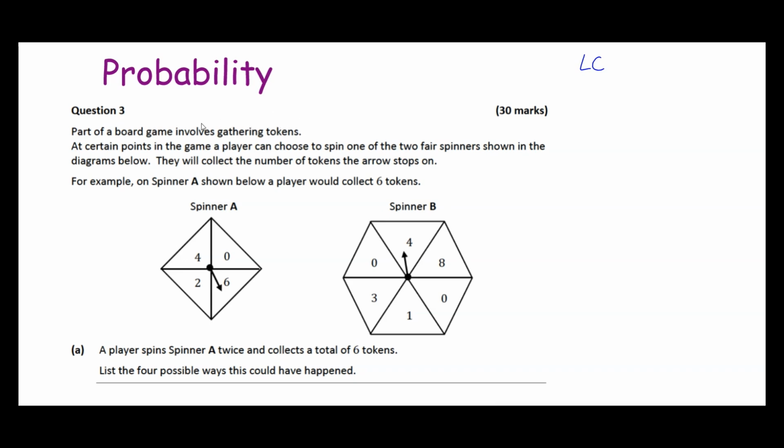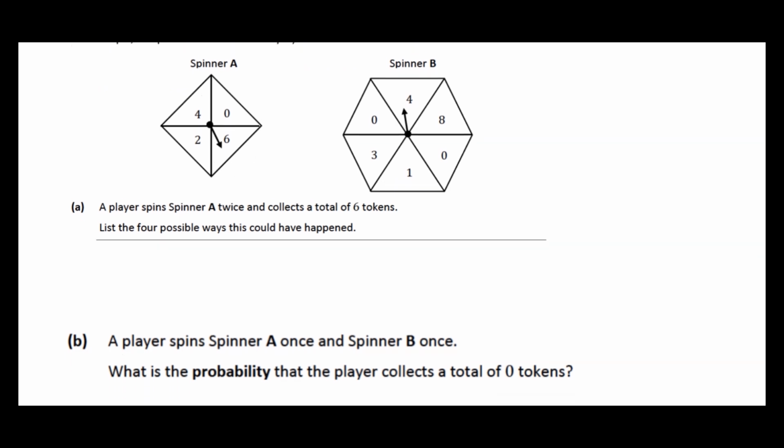At certain points in the game, a player can choose to spin one of the two spinners, shown in the diagram below. They will collect the number of tokens the arrow stops on. For example, on spinner A shown below, a player would collect 6 tokens. Okay, we get that. So let's see what we need to do with this information.